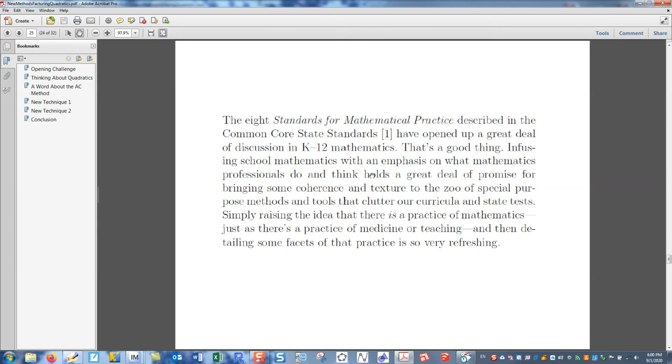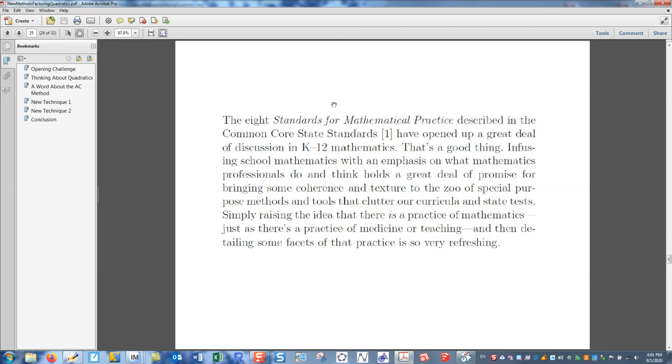Infusing school mathematics with an emphasis on what mathematics professionals do and think holds a great deal of promise for bringing some coherence and texture to the zoo of special purpose methods and tools that clutter our curriculum state tests. Simply raising the idea that there is a practice of mathematics, just as there's a practice of medicine or teaching, and then detailing some facets of that practice is so very refreshing. So in short, I was hooked.